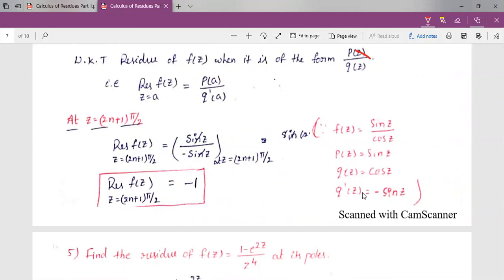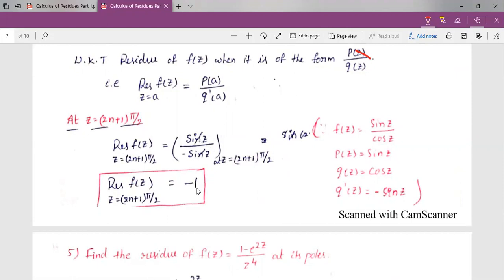Now we find the q dash of z value for replacing q dash of a value. So q dash of z equal to minus sine z, that is, the differentiation of cos z is minus sine z. Now we replace the z value, that is 2n plus 1 into pi by 2. Then the residue of f of z at z equal to 2n plus 1 pi by 2 equals sine z by minus sine z at z equal to 2n plus 1 into pi by 2. So when we cancel sine z, then we get minus 1.